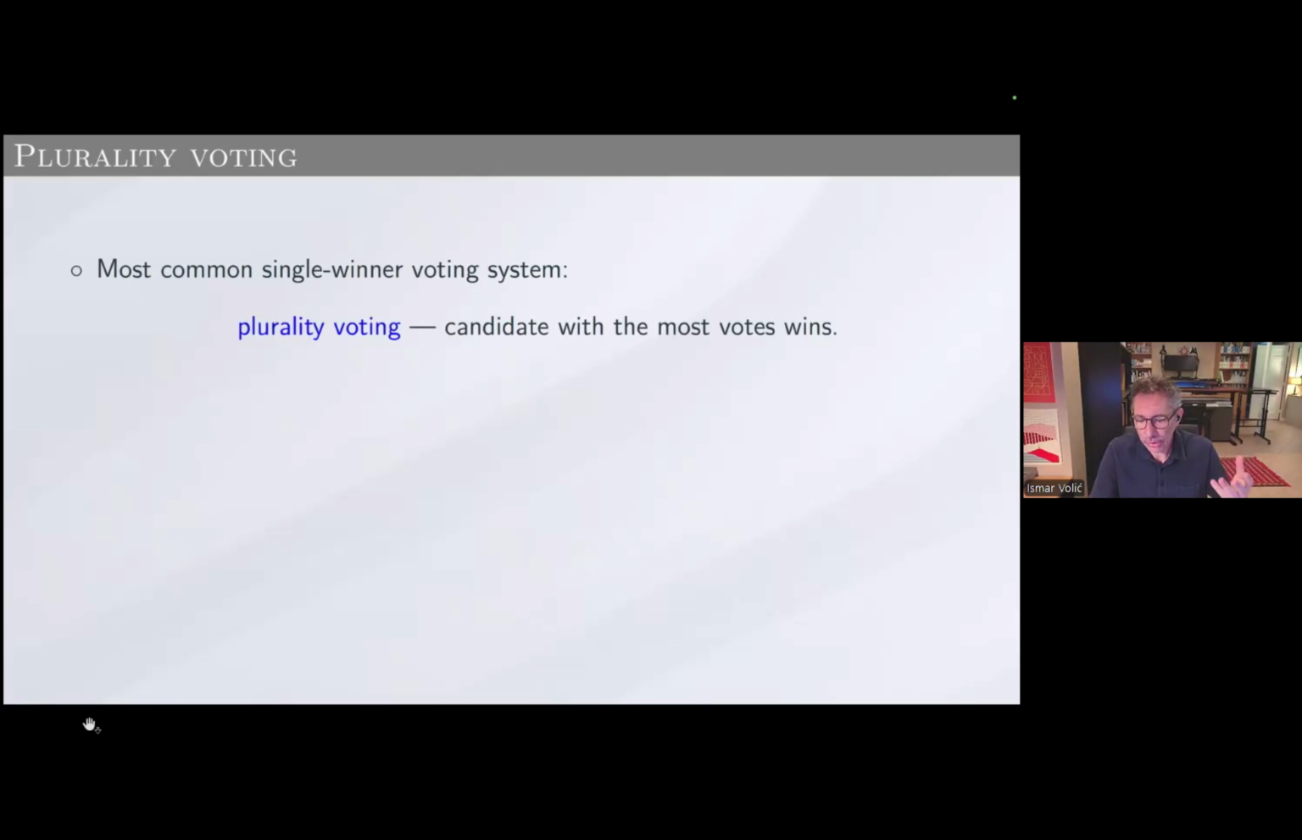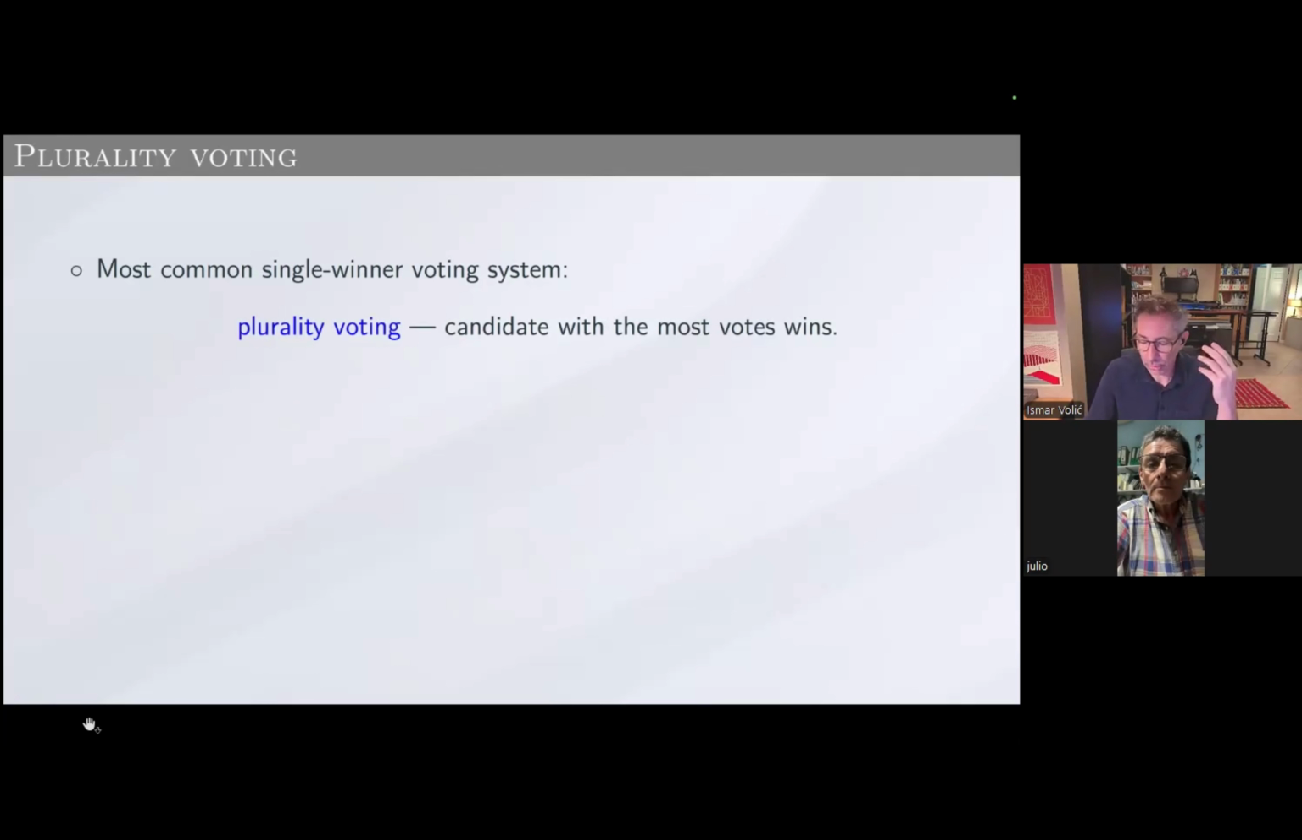So the most common system that's used when you elect officials, and you use it in Bolivia as well, is plurality voting. A voter circles one name, their favorite candidate on the ballot, and then the person with the most votes wins, right? That's simple, intuitive. We've used it for hundreds of years. It's easy for voters to understand.